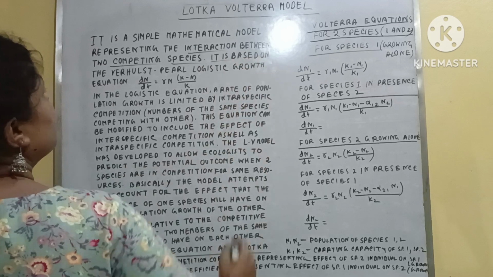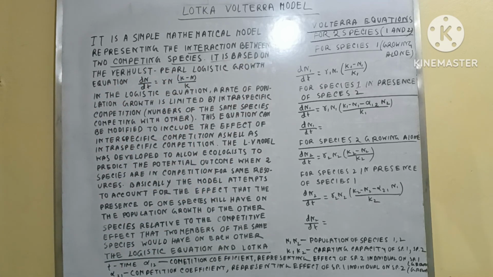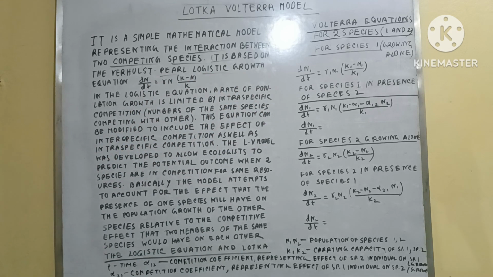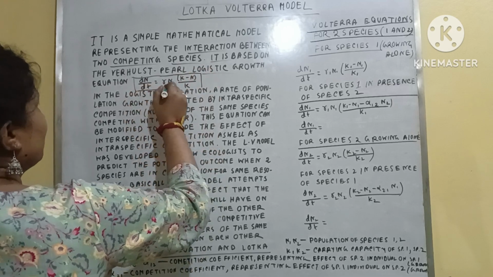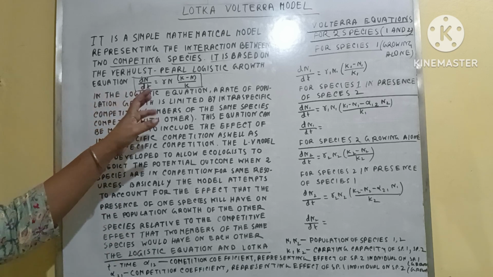So it is based on another growth equation. This is called the Verhulst-Pearl logistic growth equation. So this equation is like that: dN/dt equals rN (K minus N) by K. This logistic equation I already explained in my previous video, so you just check out that logistic equation.